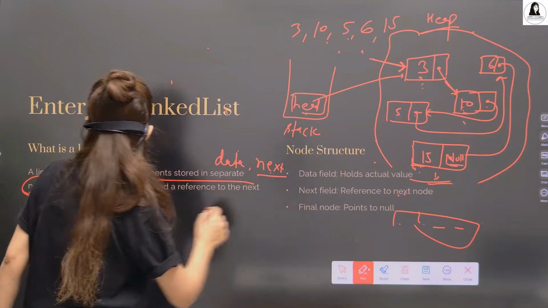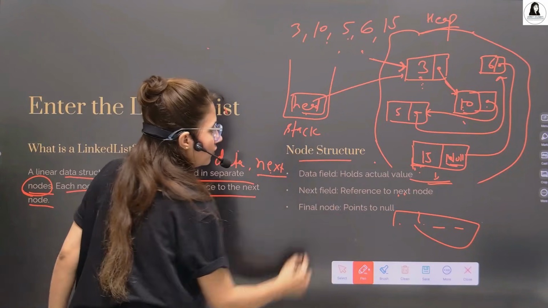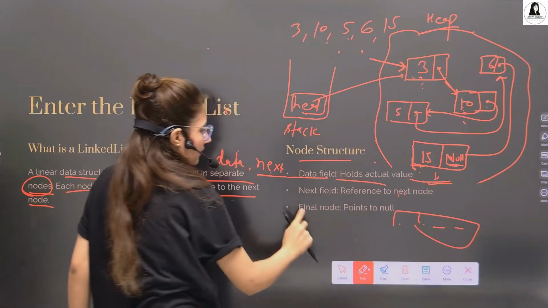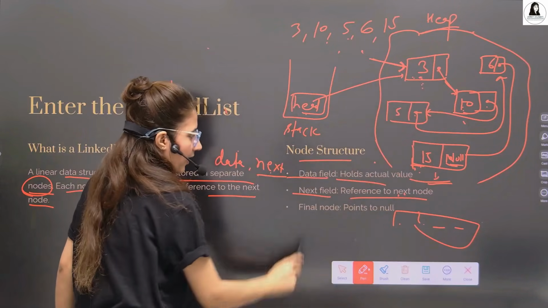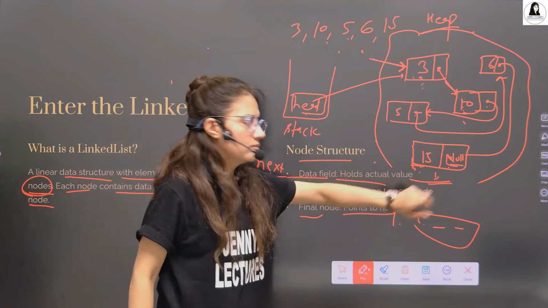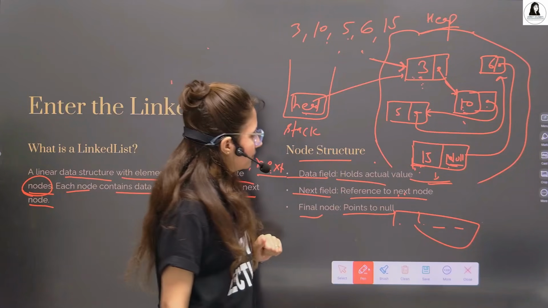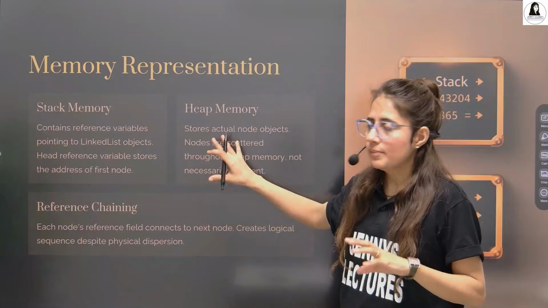Node structure is also there. Each node contains data and a reference to the next node. So what is the structure of a node? Data field holds the actual value. This is the data field. Next field is the reference to the next node. This is the next field. And the final node points to null itself. So the last node is null. Got it? Okay.